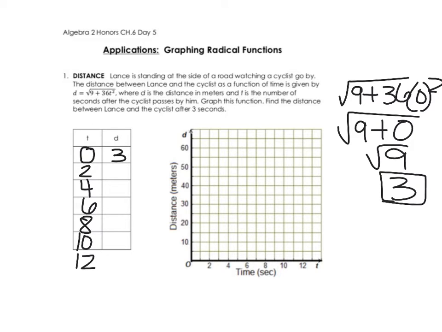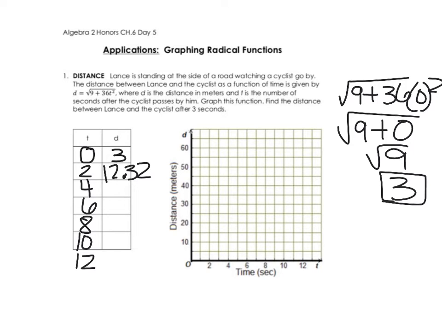Now we want to plug 2 in for t. All right, so use your calculator for this, right? Square root of 9 plus 36 parentheses 2 squared. Hit enter and you're going to get 12.32. All right, some calculators will give you a radical. Be sure to write it as a decimal so we can graph it.